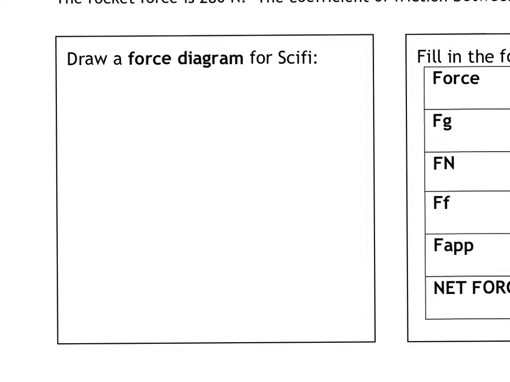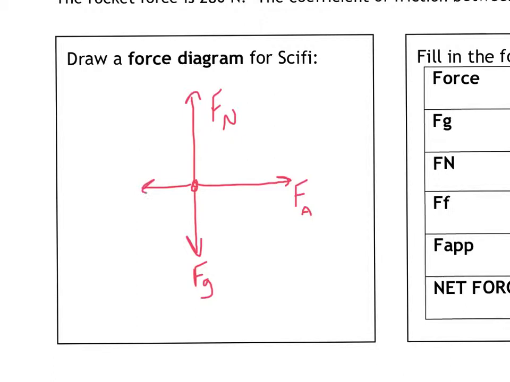So, we know that he's propelled forward by a rocket force, which would be an applied force. We know gravity is pulling him down. We know he has a normal force holding him up. And we know there's a friction because it says there's a coefficient of friction. So we have a force of friction slowing him down.